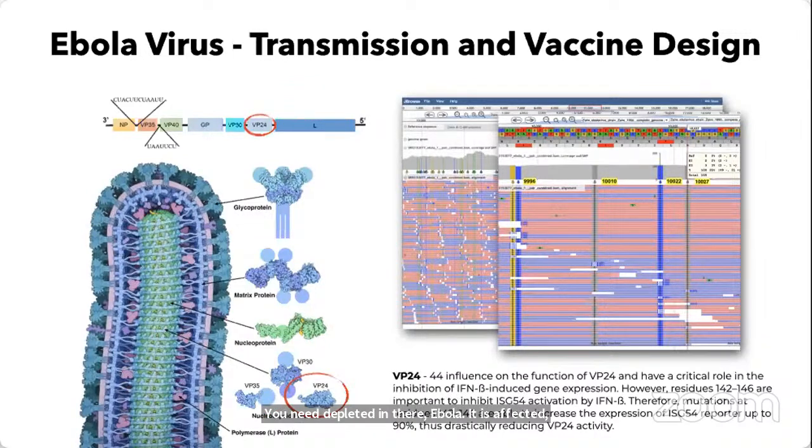But several studies on a specific strain of Ebola virus that exists with reduced transmissibility and reduced disease pathogenicity, or virulence, identified specific mutations at residues 142 and 146 that are able to, for example, reduce the activity of VP24 by 90%, right? So these naturally occurring mutations were one of the starting points that ended up helping us develop vaccines for Ebola virus in the epidemic of 2014 to 2016. So there are other examples as well.